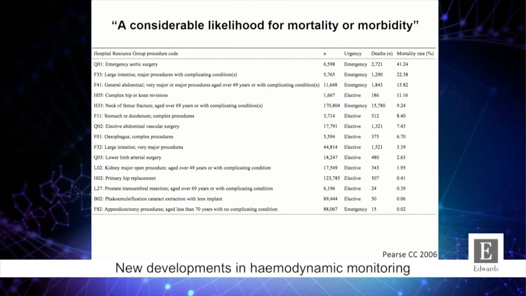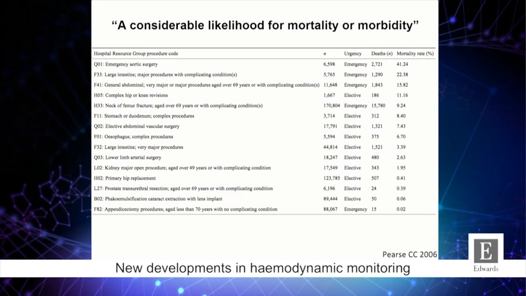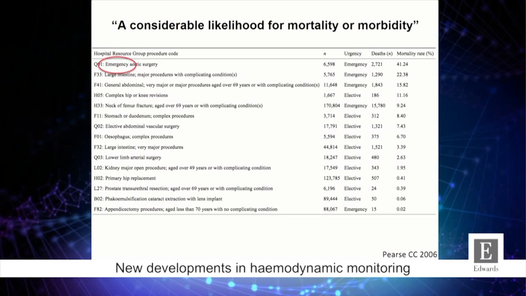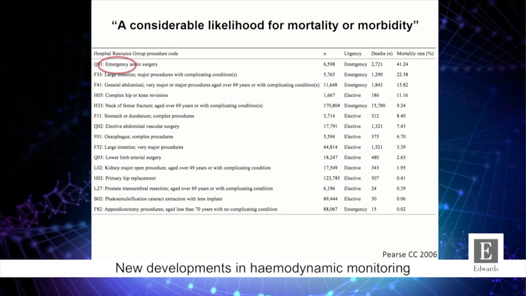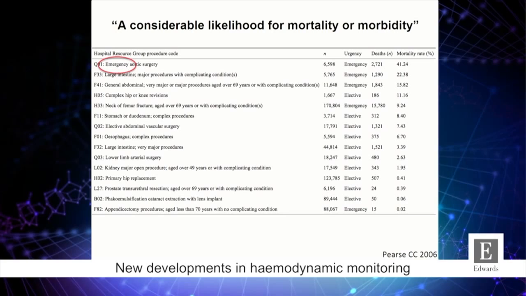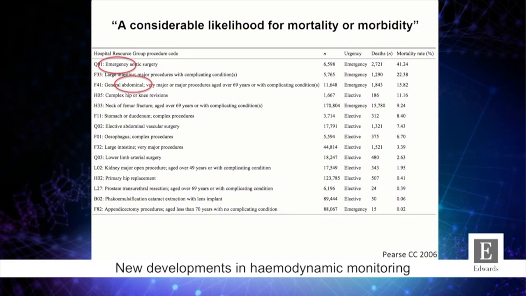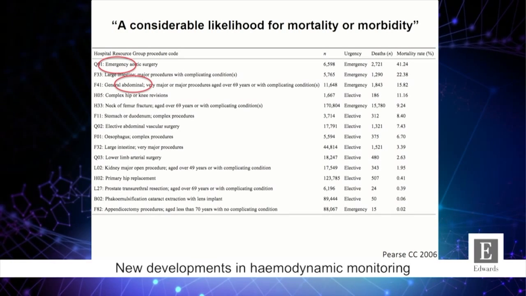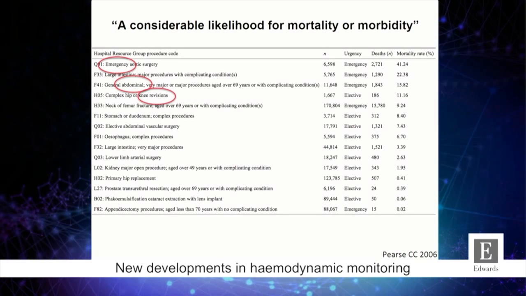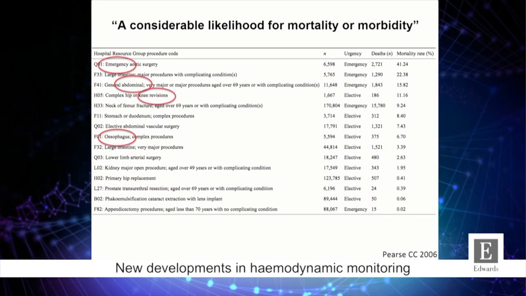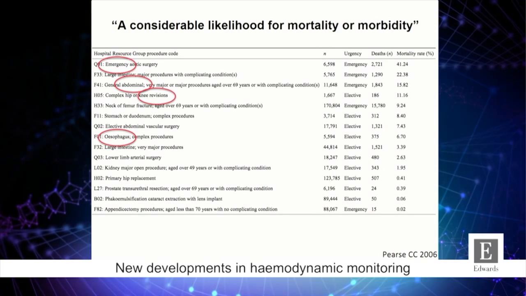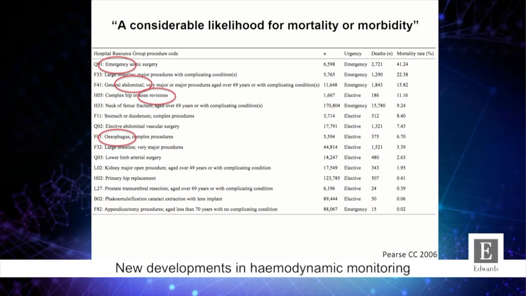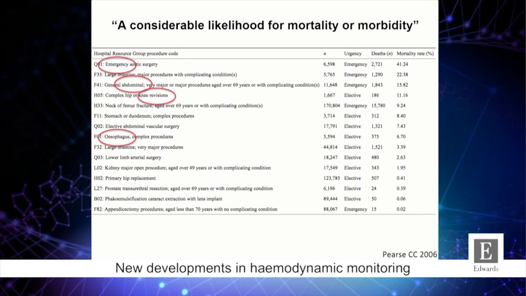So if we look at this trial by Pearse that assessed in-hospital mortality, we can see that there are a couple of indicators of risk. Emergency surgery, of course, very high-risk surgery. Abdominal surgery in general, there is higher mortality for that group. And the list goes on, and I think we basically know what they are, which operations provide the major risks for postoperative mortality and morbidity.